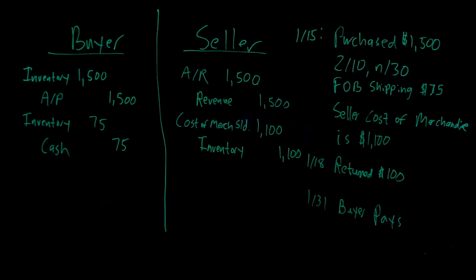So next, on January 18th, the buyer returned $100 of merchandise. From a buyer's standpoint, does the buyer owe $1,500 anymore? No, they only owe $1,400 because they're returning $100 worth of stuff. So we're going to reduce accounts payable by the $100. And the buyer doesn't have that $100 of inventory anymore either. They're sending it back. So we're going to credit inventory for $100.